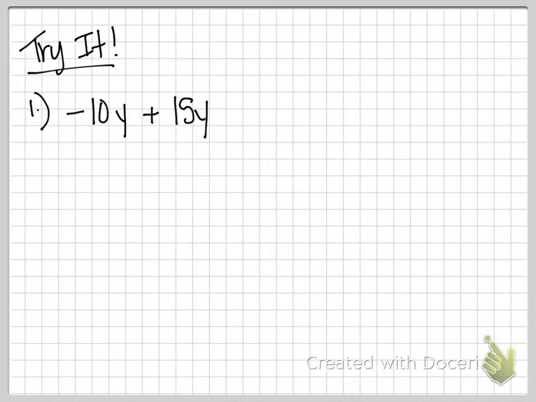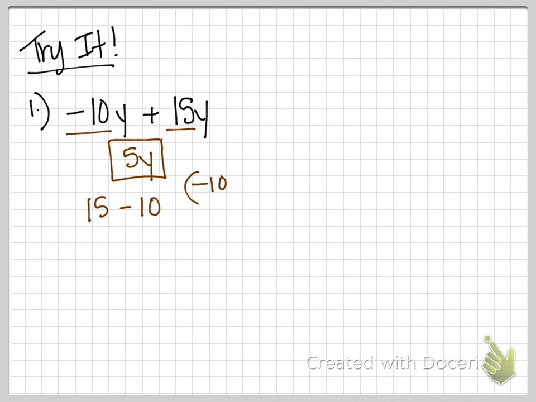Noah, what'd you do? I subtracted 15 minus 10. Very good. And what did you get? What's your simplified expression? 5y. Would it be negative? No, because why, Ben? 15 is the greater absolute value. Sophie. He just did 15 minus 10. It's the same thing as saying negative 10 plus 15. Okay? Either way. Let's do another one.